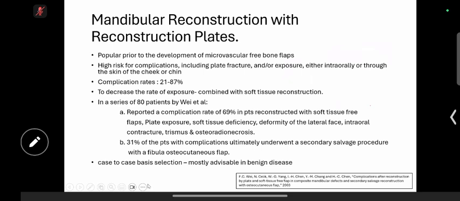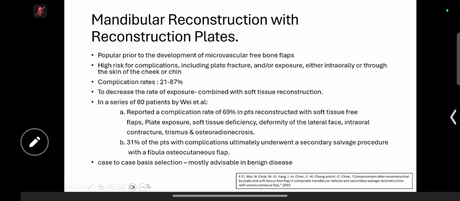Next is mandible reconstruction with the reconstruction plate. It was popular prior to the development of microvascular free bone flaps. It has a high risk of complications, which include plate fracture and or exposure either intraorally or through the skin of the cheek or chin, and complication rates range from 21 to 87%. To decrease this rate, many authors combine the plate with a soft tissue reconstruction.